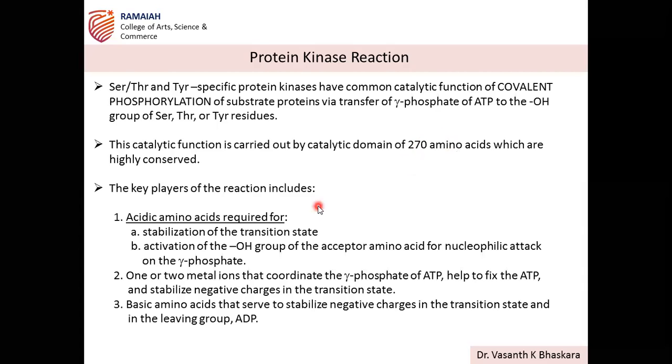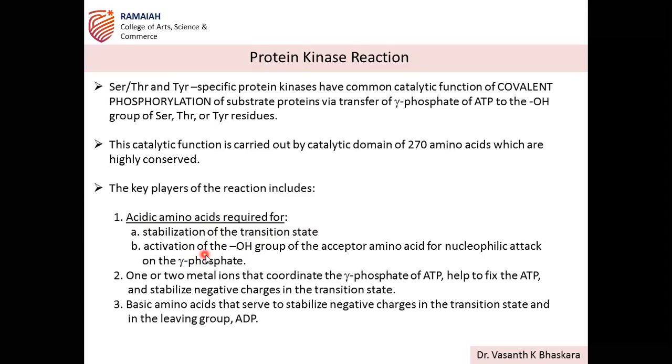Now the key players of this protein kinase reaction, that phosphorylation. So that is amino acids which are acidic in nature. Acidic amino acids and basic amino acids present in the catalytic domain have a very important role. So this is the protein kinase reaction. And firstly, acidic amino acid, what is its role? Stabilization of the transition state. What is the transition state here? Open and closed. So from the closed structure, it forms the open structure. So that stabilization is because of the acidic amino acids.